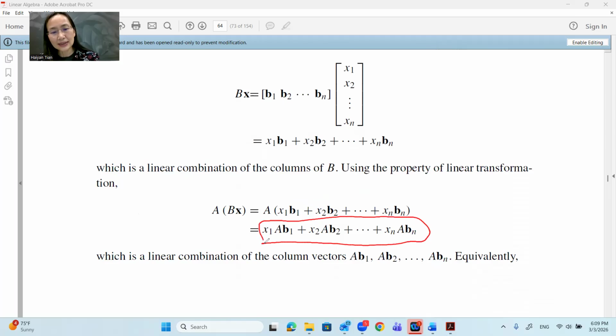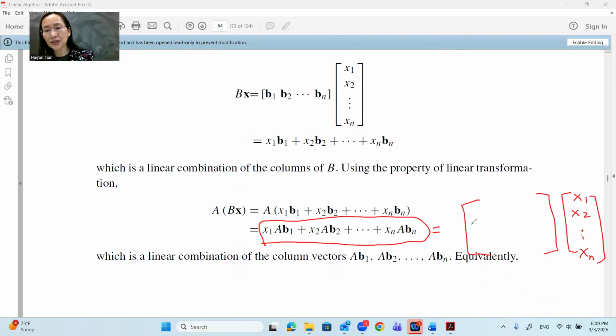Now, do we realize that this part can be written as a column, x1, x2, xn, and this is a new matrix. This matrix has n columns. The first column is AB1. That means A on this. The second column is AB2. The last column, the nth column, is ABn.